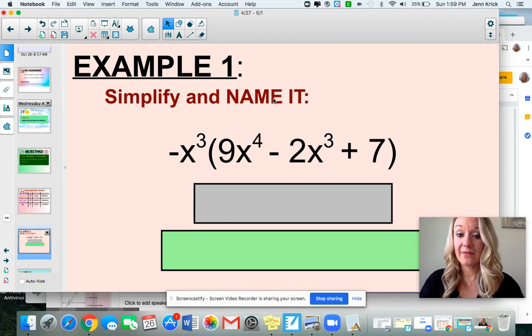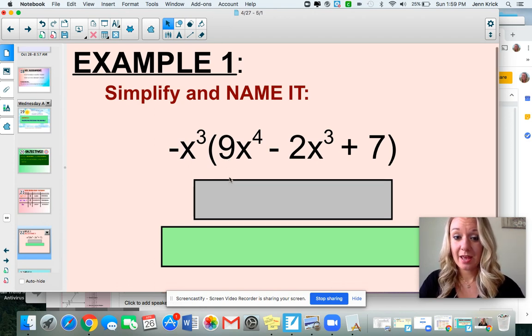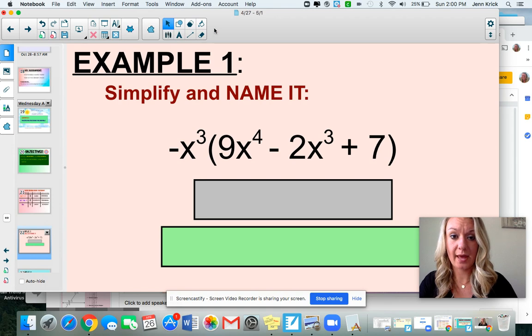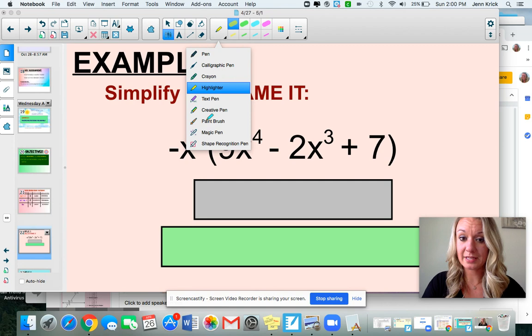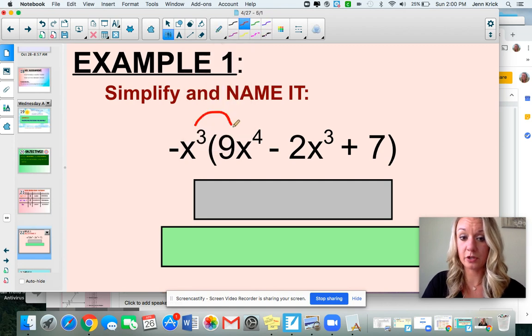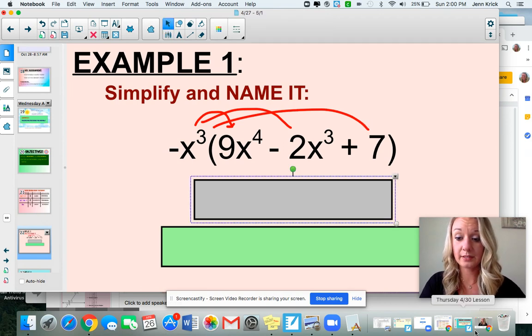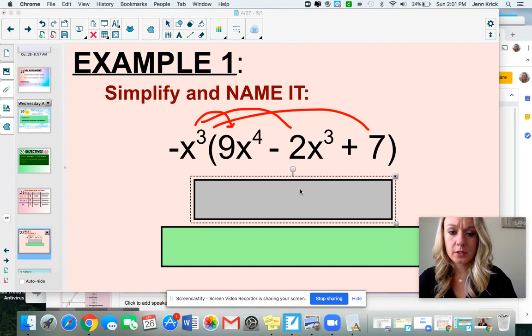All right, now we are getting into our new material. If I gave you this expression and asked you to simplify and name it, this is your distributive property, essentially. That's what's happening. So if I grab myself a pen, we're essentially just multiplying each term inside. You're multiplying everything by this outside term of negative x to the third power. So essentially we're using the distributive property here.